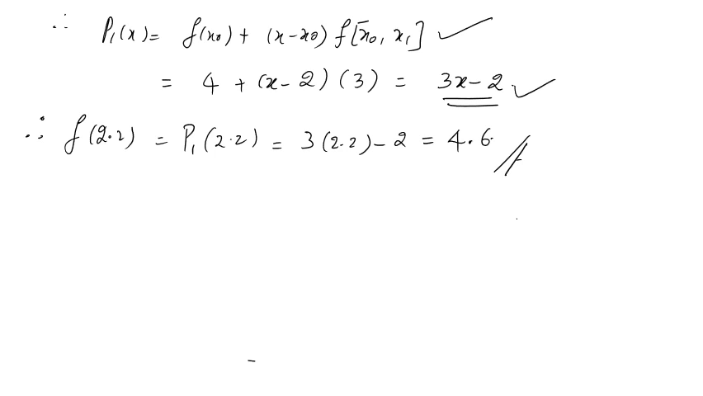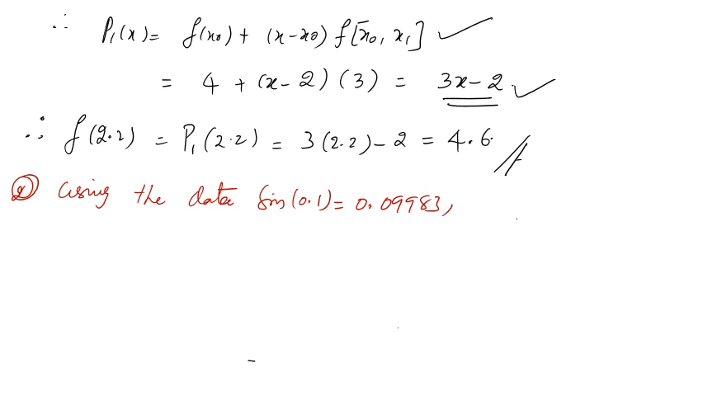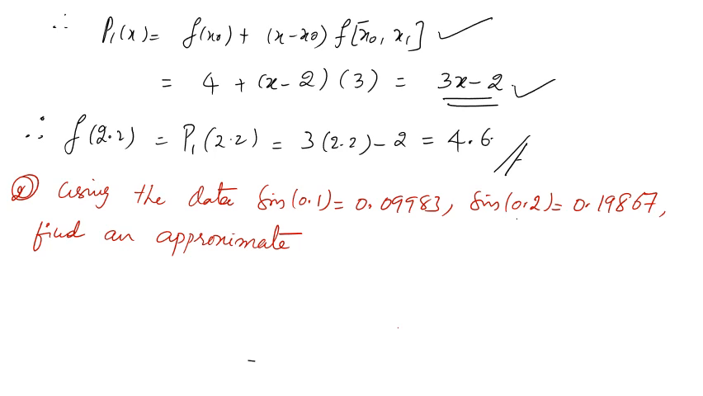Now let us take a problem using errors. Second problem, using the data sin(0.1) equal to 0.09983, sin(0.2) equal to 0.19867, find an approximate value of sin(0.15) by Lagrange interpolation.